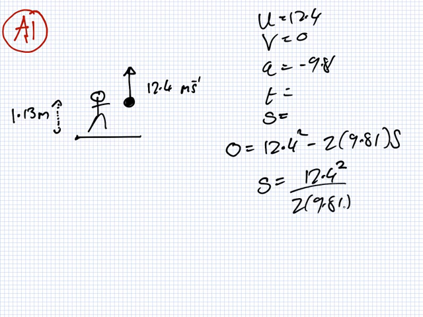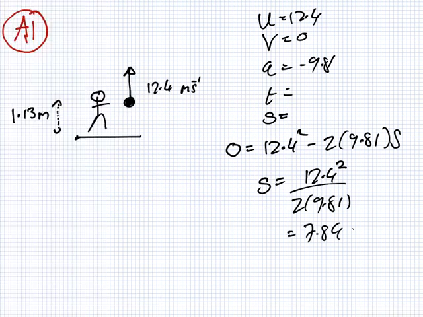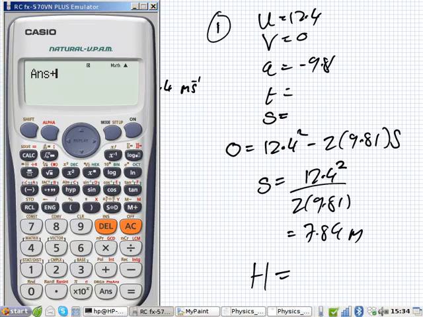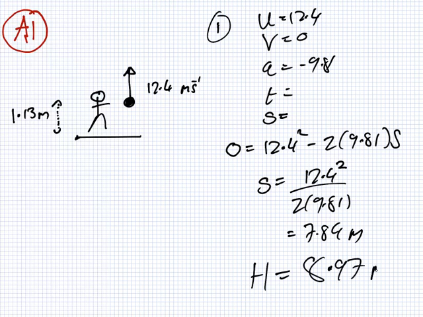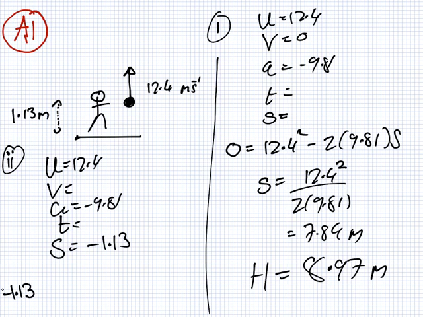So if I hit that in on the calculator, 7.83. Yes. 7.83? Great. So the maximum height is that plus 1.13. So 8.97 meters. Yes. Part 2, is it the time to hit the ground? U is 12.4, V we don't know, A is minus 9.81, T we don't know, and S is minus 1.13. But why that is, you're looking for the displacement, not the distance. Yes.